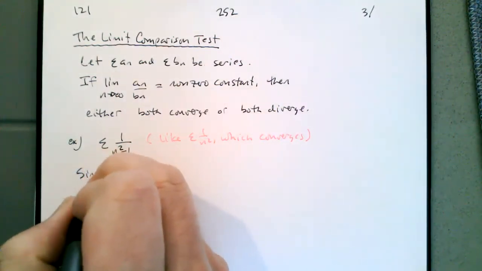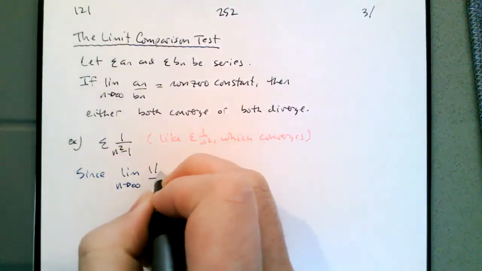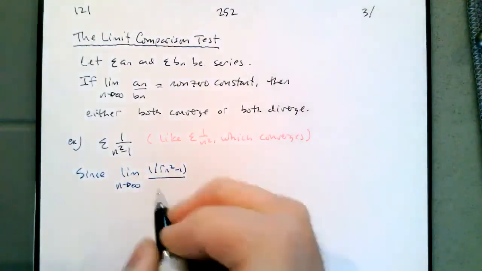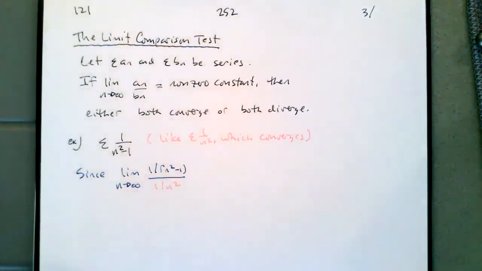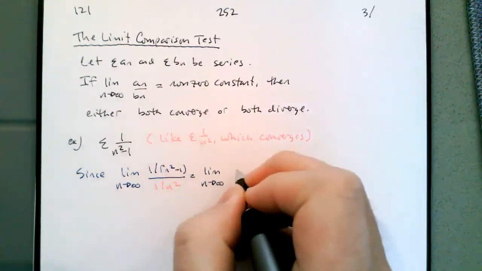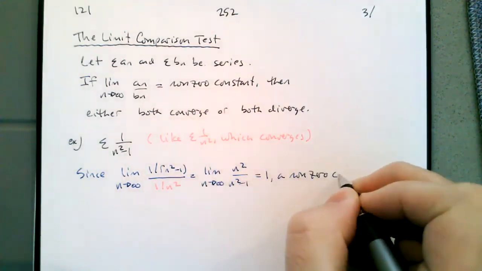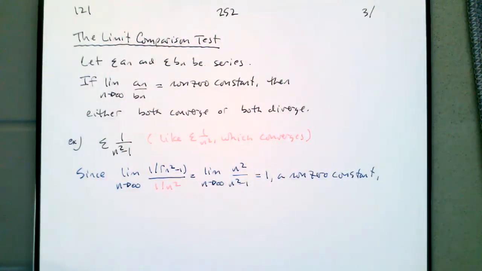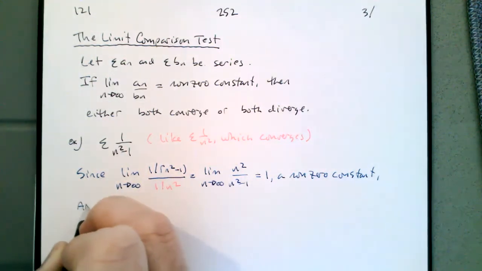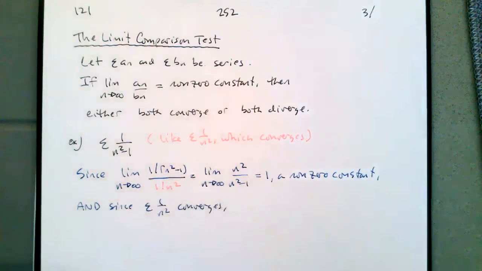And we'll say since the limit as n goes to infinity of the series in question divided by the series that we know, since this limit is going to equal a non-zero constant, and since the series 1 over n squared converges, the series 1 over n squared minus 1 converges by the limit comparison test.